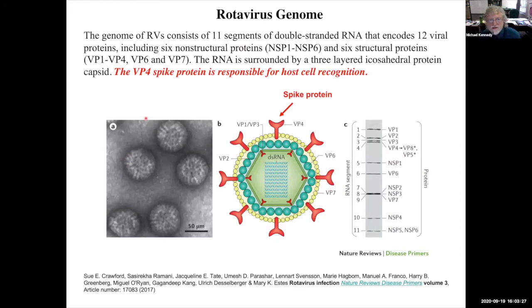So focusing on the rotavirus itself, it contains 11 segments of double-stranded RNA that encode 12 viral proteins, including 6 non-structural proteins and 6 structural proteins. Now, this structural protein VP4 is going to be the one that we're most interested in, and it's depicted here. And so this VP4 spike protein is the protein responsible for host cell recognition.